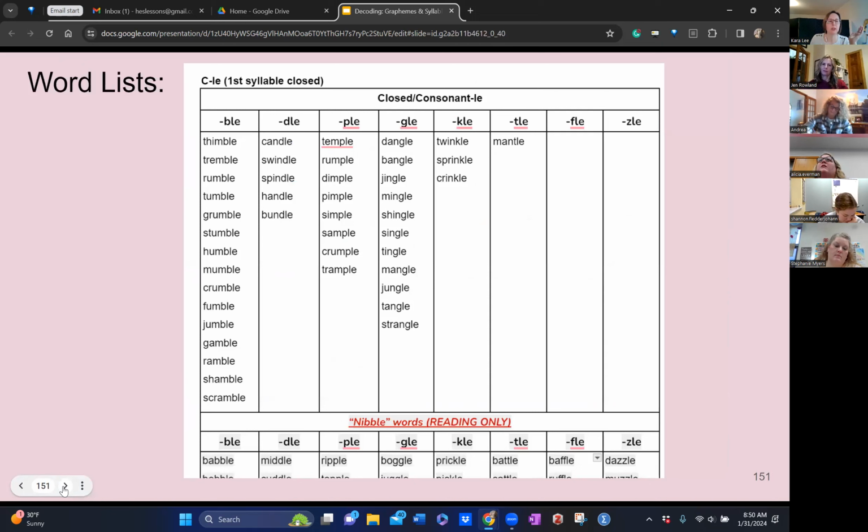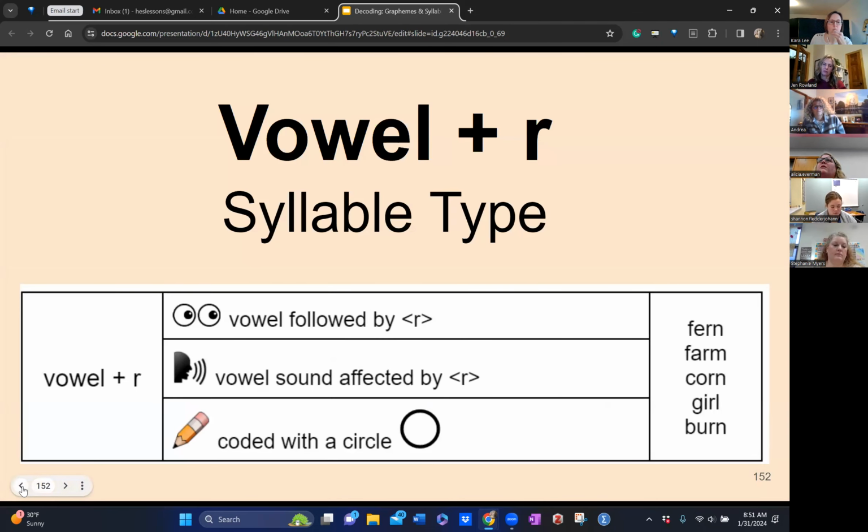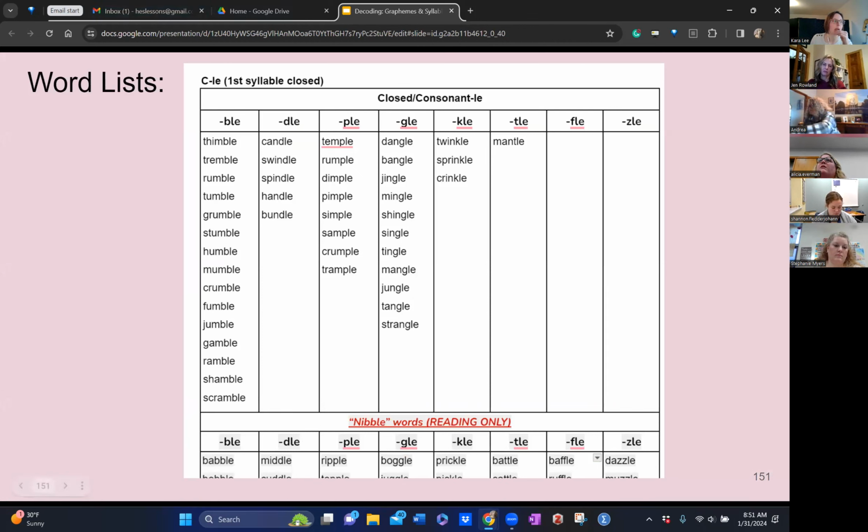Okay. And the concept manual walks you through the whole thing. Here's an example of the word list I was talking about. Here they are. This is right there in your word list. I didn't show you all the nibble words, but do you see how it clearly says reading only? Okay. Any questions?